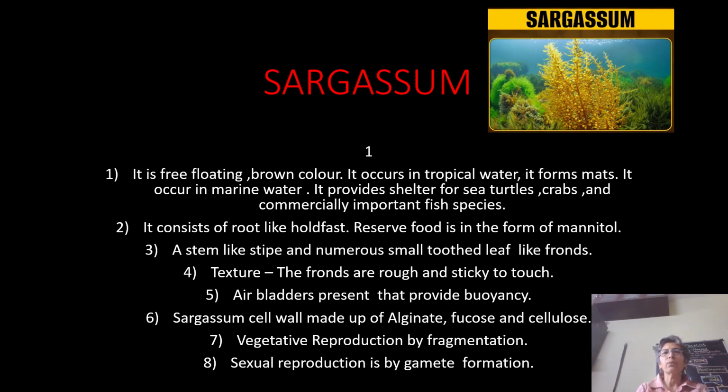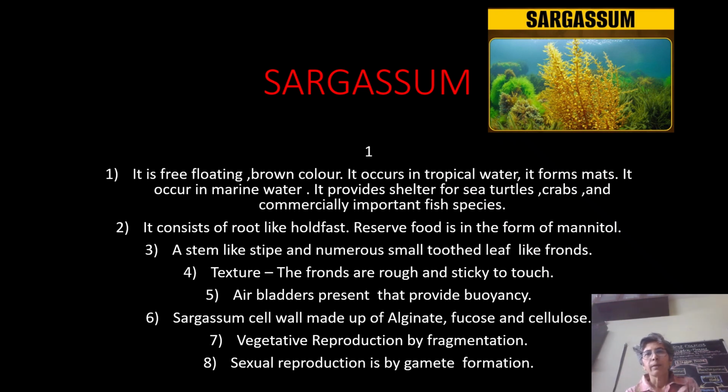It consists of a root-like holdfast. Reserve food is in the form of mannitol, a stem-like stipe, and numerous small tooth-like leaf-like fronds. Texture: the fronds are rough and sticky to touch. Air bladders are present that provide buoyancy. Sargassum cell wall is made up of alginate, fucose, and cellulose. Vegetative reproduction is by fragmentation and sexual reproduction is by gamete formation.